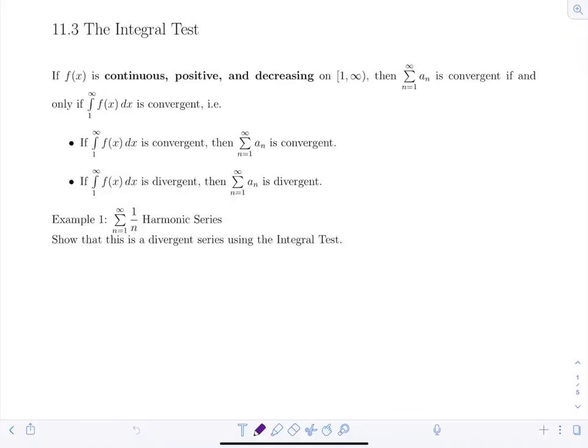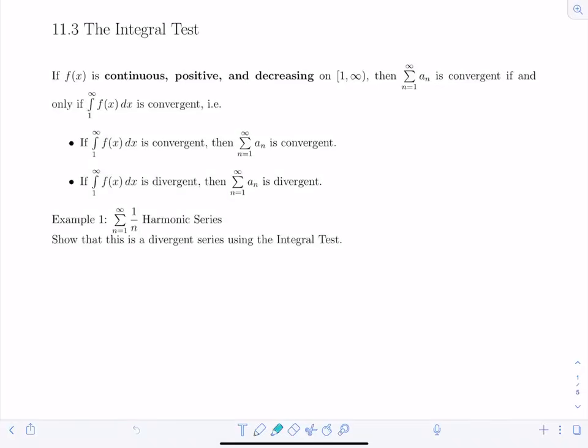In this video, we're going to be discussing the integral test. And the integral test is as follows. If f of x is continuous, positive, and decreasing on the interval from 1 to infinity, then the sum from n equals 1 to infinity of a sub n is convergent if and only if the integral from 1 to infinity of f of x dx is convergent.